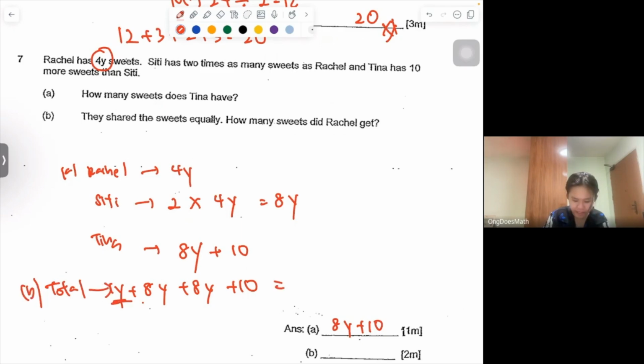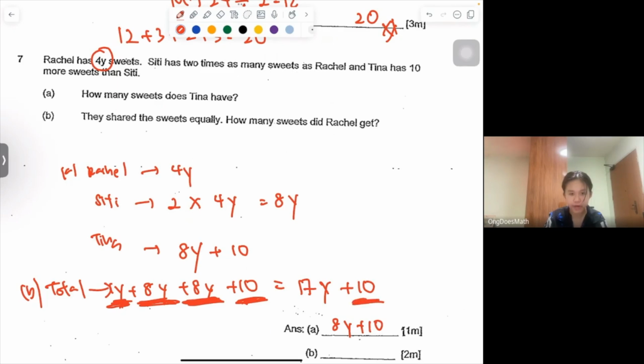So 4y plus 8y plus 8y gives you how many y? Just take 4 plus 8 plus 8, which is 20. Then the number will be kept at the side. So basically you group all the y terms together. All the y terms will come together. Then the constant will be separate. So you cannot mix up the constant and y term together.